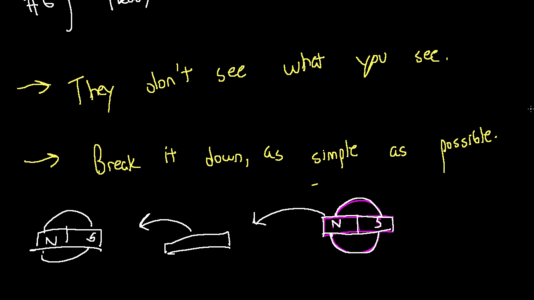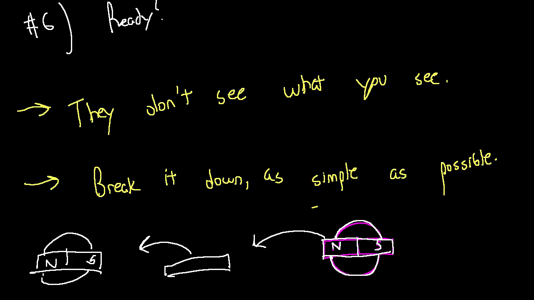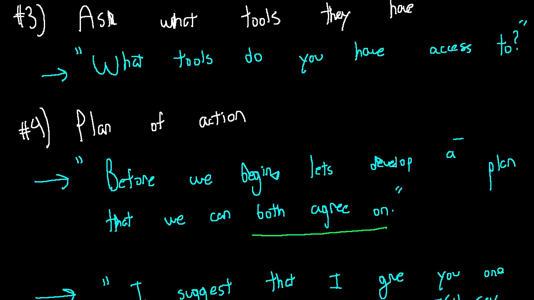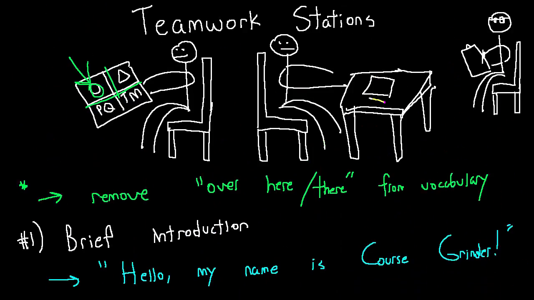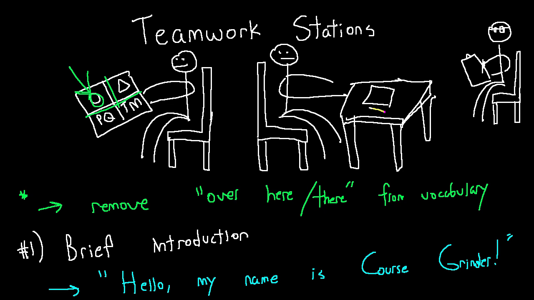So that's my advice for this station. These are big clues, and they might seem a little bit abstract, but try to remember these things. They don't see what you see, break it down as simple as possible, and remove those two words from your vocabulary. They are just not going to help you at all. Over here and over here, get rid of these words. You don't want those in your vocabulary. It's just not going to help you.